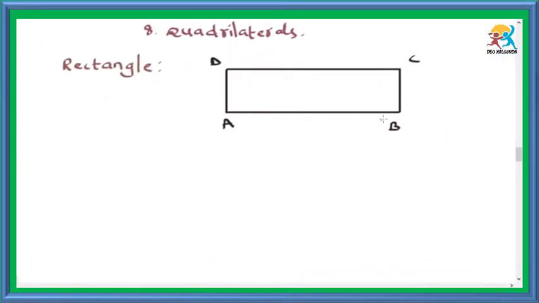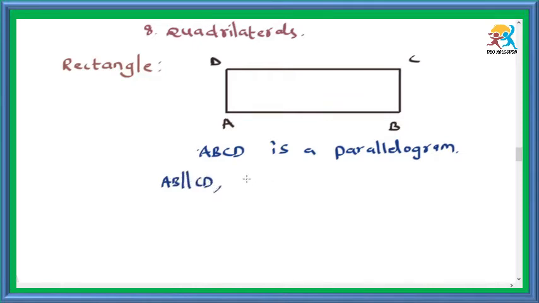Let us take a figure. This is ABCD. This ABCD is a parallelogram. In this, the opposite sides are parallel and equal. So I will write AB parallel to CD and AD parallel to BC, and the parallel sides are also equal.